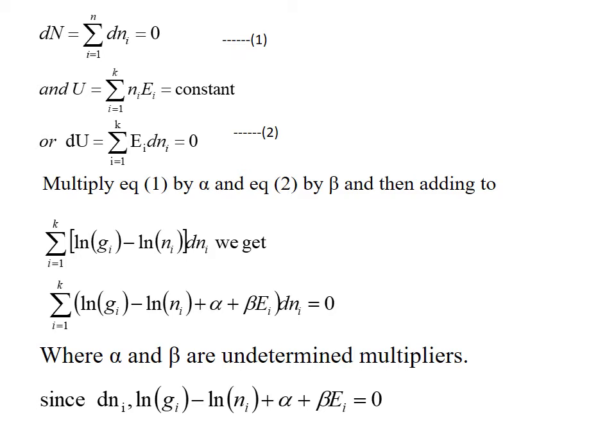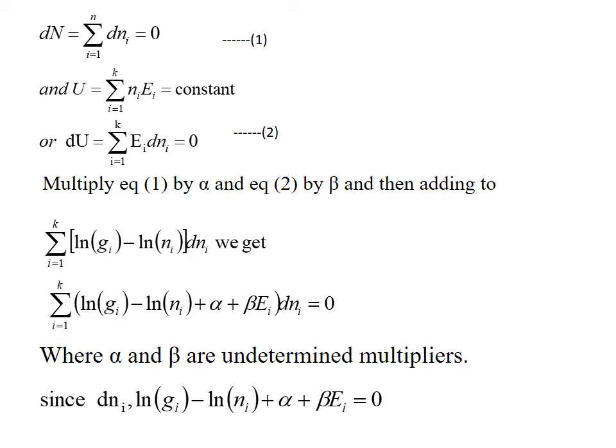Now we need to multiply alpha and beta for the above equations, and we need to add the two equations for the below one, that is summation i runs from 1 to n of (ln gi minus ln ni) dni. Now after adding all the three expressions, we get the final expression in this form, and then we equate that to 0. The summation i runs from 1 to k dni, if we take that to the right hand side, then the final expression will look like this.